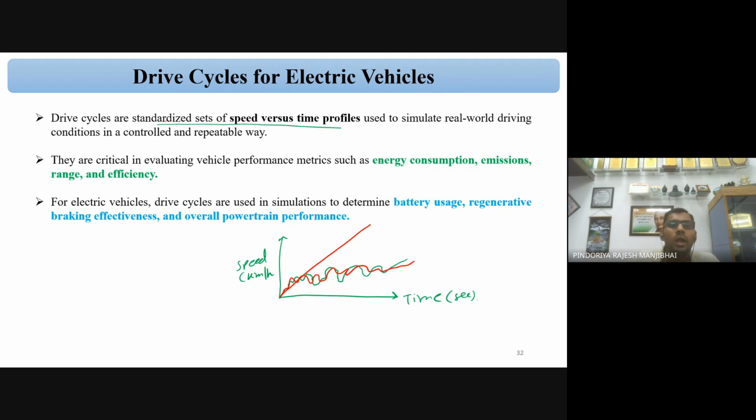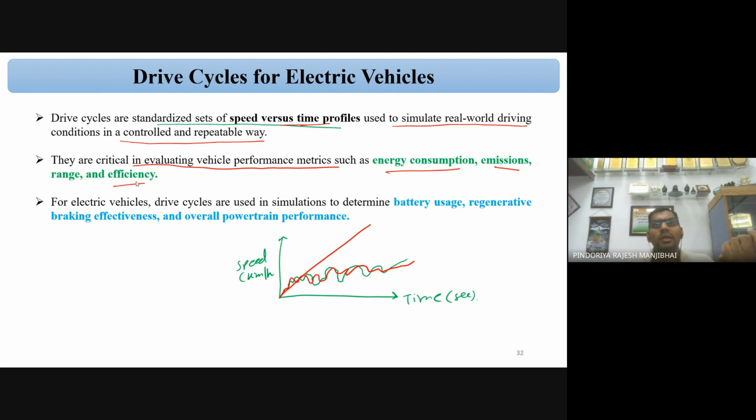So a drive cycle is a standardized speed versus time profile used to simulate real world driving conditions in a controlled and repeatable way. So how can we check our vehicle? Is the vehicle in good condition, yes or no? What is the efficiency of the vehicle? While designing a vehicle, the industry has to check the drive cycle, correct? It is critical in evaluating vehicle performance metrics such as energy consumption, emission, range, and efficiency. So many parameters we have to check, correct?